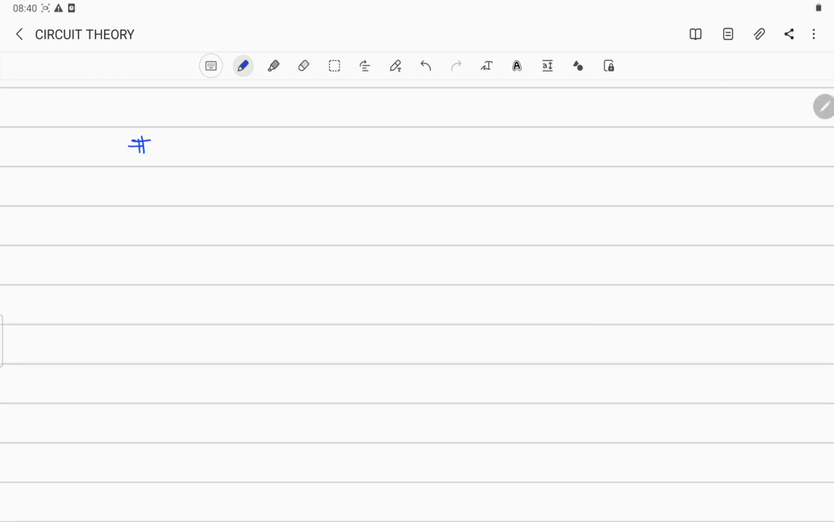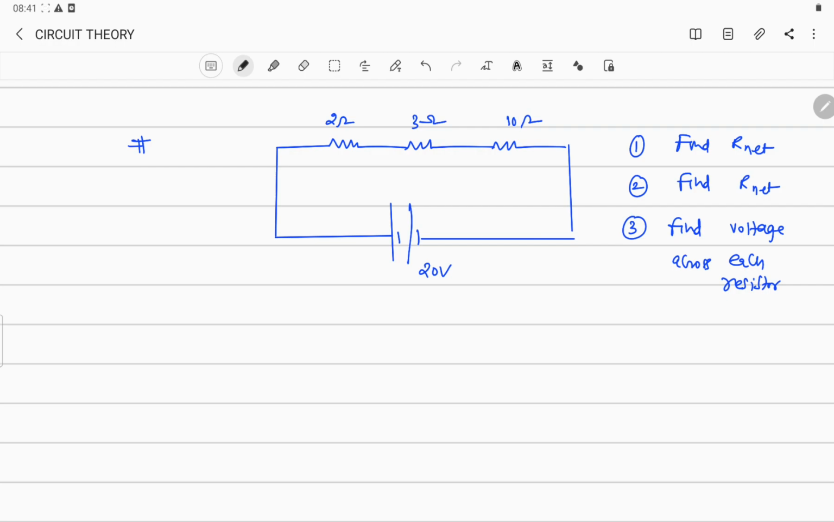Let us solve one more problem here. The given question says 2 ohms, 3 ohms and 10 ohms are connected across a 20 volt voltage. The first question is to find the R net value, which is nothing but R equivalent. The second question is to find the I net value, that is the current coming from the cell. The third question is to find the voltage across each resistor. That means at 2 ohms, 3 ohms and 10 ohms, we have to calculate the individual voltage drops.